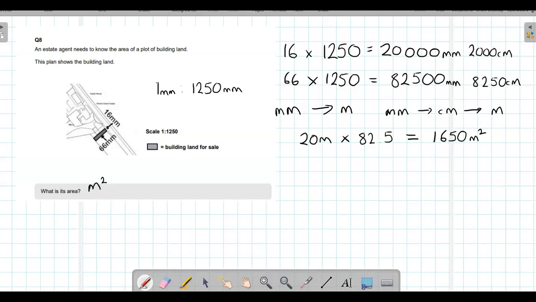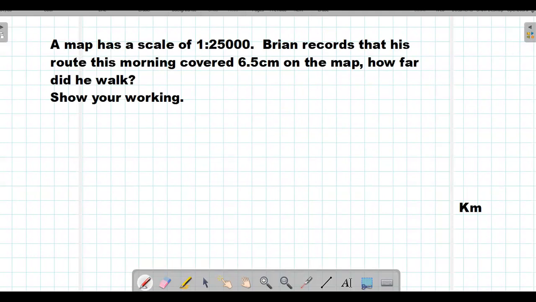Another example of a different question. Pause the video and have a go. Can you answer this question? Okay, so are you ready?